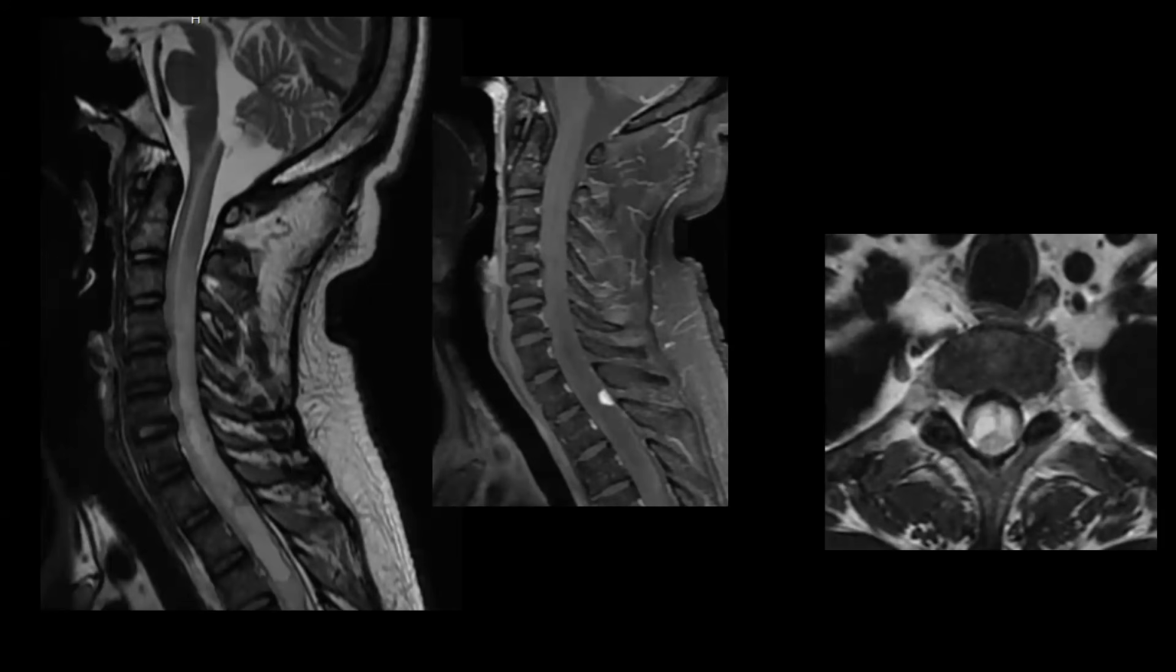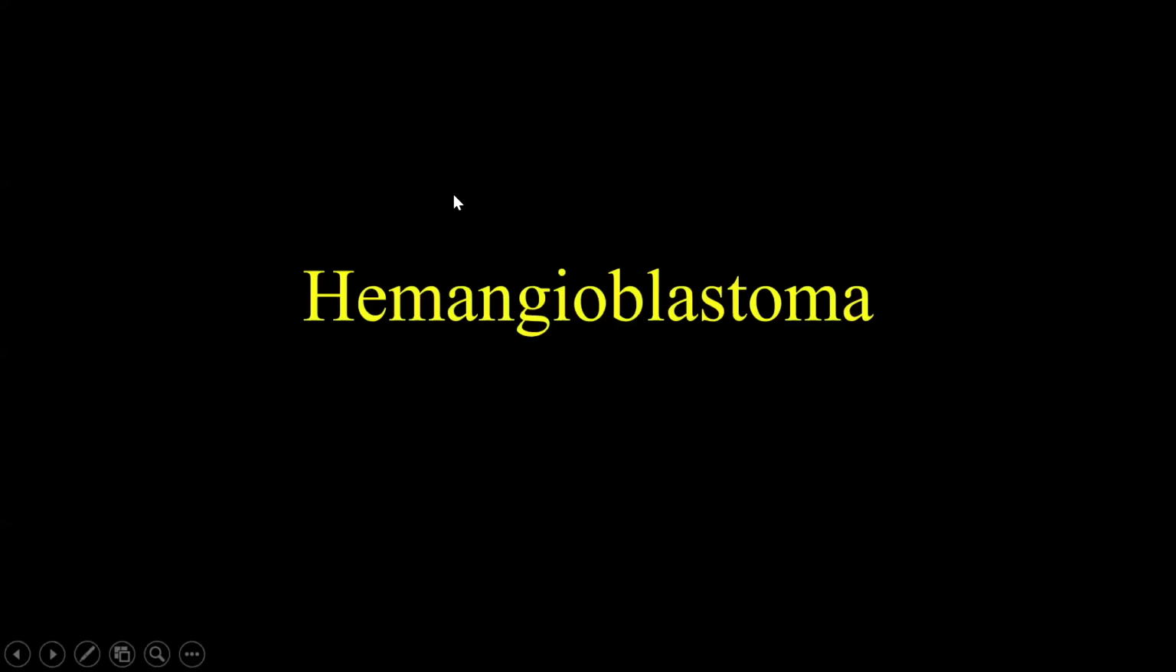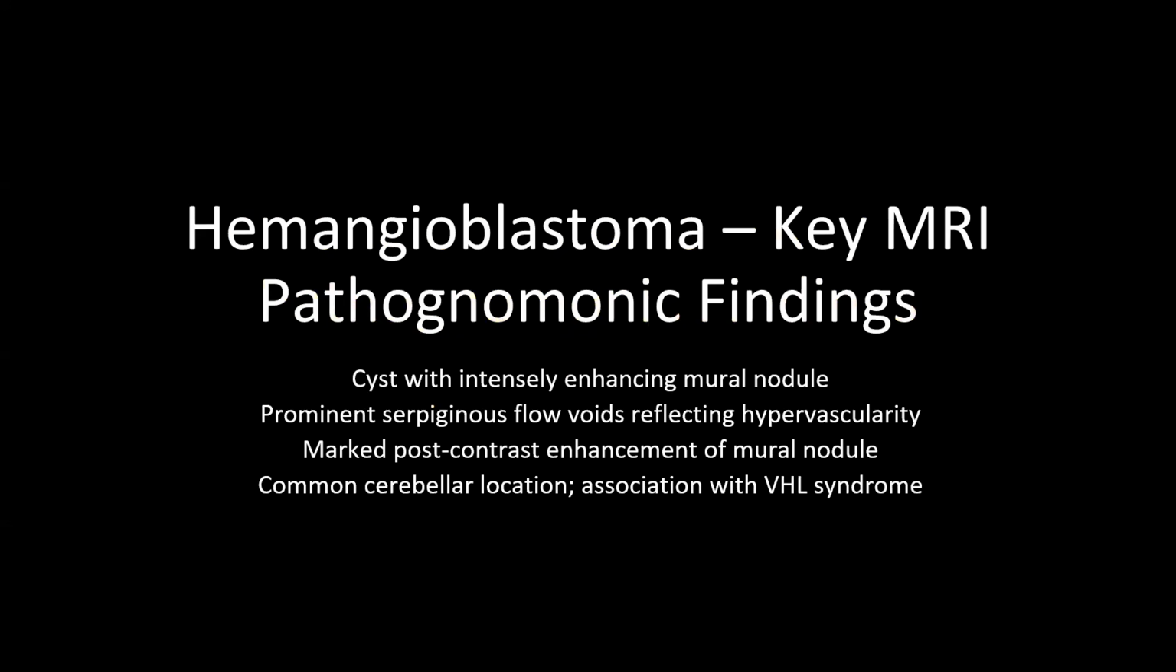Apart from this lesion in the spinal cord, this patient also had a few similar enhancing lesions in the brain parenchyma, which were solid as this eccentric nodule, and most of the part of the lesion was cystic. So this is a case of hemangioblastoma, one of the differentials for intramedullary spinal cord tumors. So, cyst with intensely enhancing mural nodule.